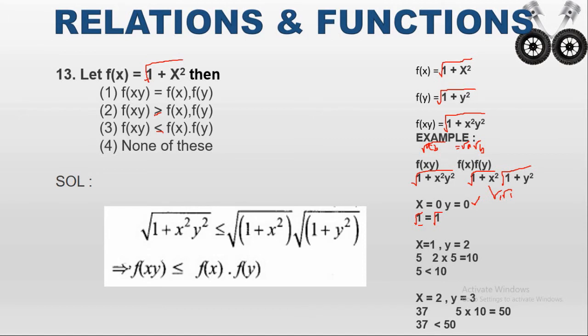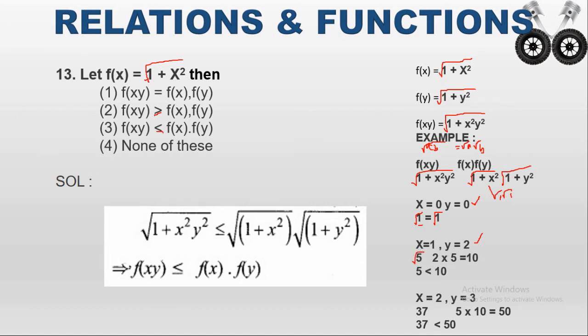Next, if I substitute the x value as 1 and the y value as 2, then 1 plus x square y square: 1 square is 1 and 2 square is 4. So that is 1 plus 4, that is square root of 5.